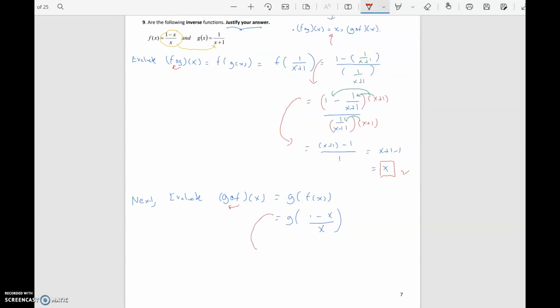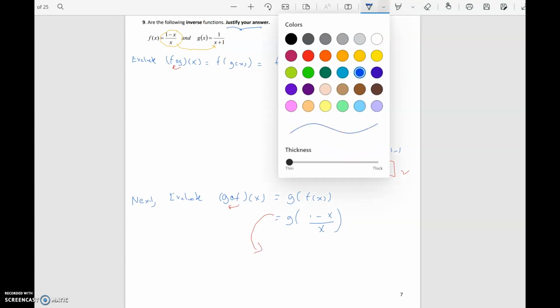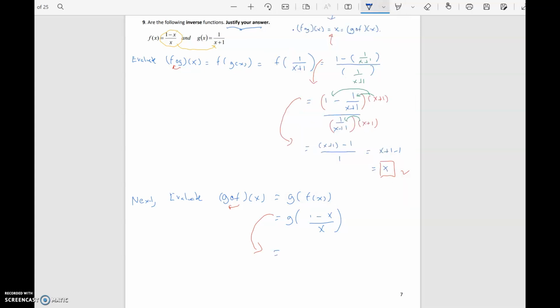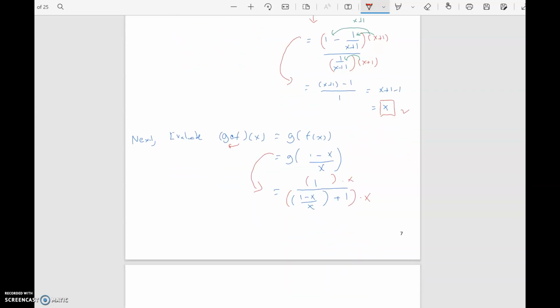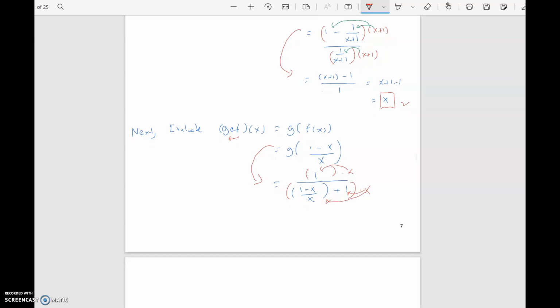Our original function g represents a simple 1 over parentheses, then plus 1. But instead of the regular x, we're going to plug in 1 minus x over x. And at this point, in order to cancel the LCD, we're going to multiply by x and by x. On the top, we're going to get an x. At the bottom, certain values are going to cancel.